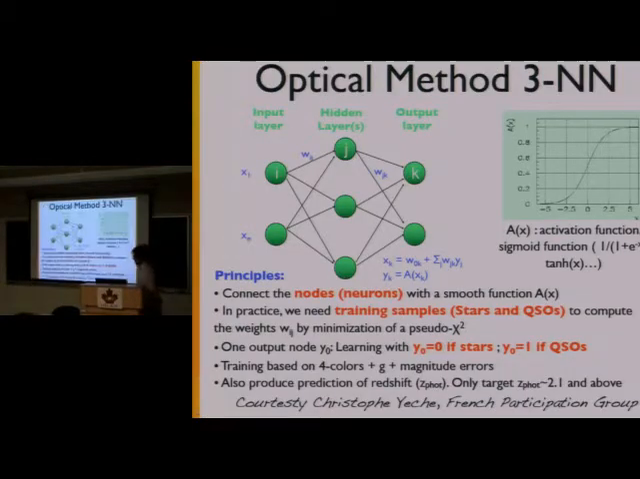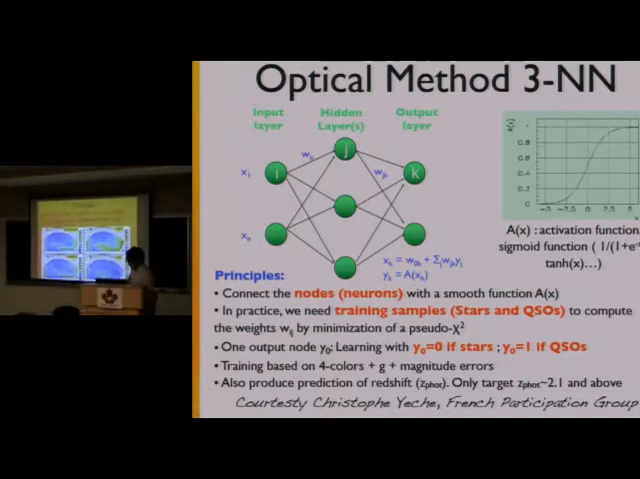Then the third method, invented by the French, simply uses a neural net, which is completely opaque. You create this neural net, you have this activation function, something comes in, something comes out, and you don't care what it does. And then you train it again on some sample of stars and QSOs. But the funny thing, which I think is even bizarre, is that the inputs are 4 colors plus the g-band magnitude, and then plus the magnitude errors. Instead of fiddling with input colors consistent with errors, they just treated errors as extra input to the thing, and retrained this huge network. But all in all, it actually works surprisingly well.